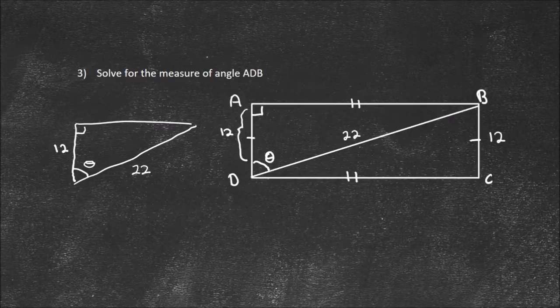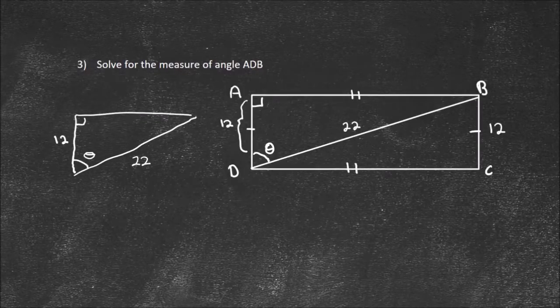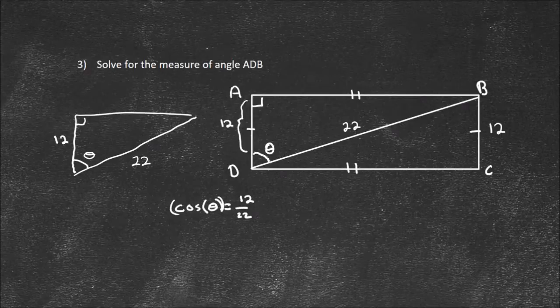Because now I see I'm given the adjacent side, because it's not the opposite side, it's not the hypotenuse. I'm given the adjacent, and I'm also given the hypotenuse. And what trig function relates the adjacent to the hypotenuse? Well, that's cosine again. So cosine of theta equals adjacent over hypotenuse, which is 12 divided by 22. And now here again, this is good practice. Now how do we get cosine by itself? We take the cosine inverse of both sides.